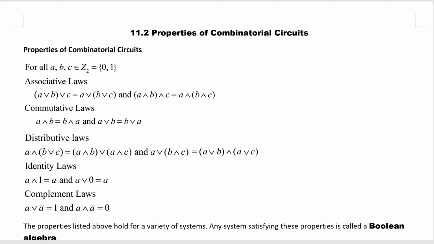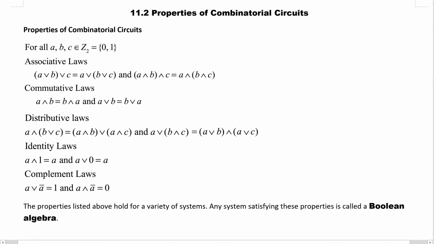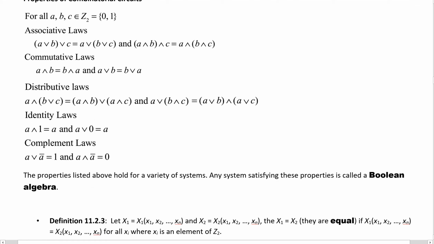And we have the complement laws. A or not A is 1. A and not A is 0. So far, so good, everybody? So the properties listed above hold for a variety of systems. Any system satisfying these properties is called a Boolean algebra. So now we know combinatorial circuits form a Boolean algebra. Actually, the sets we learned about before also form a Boolean algebra.